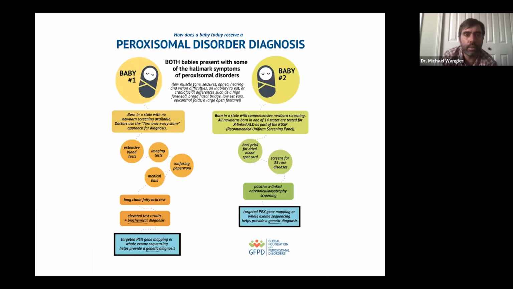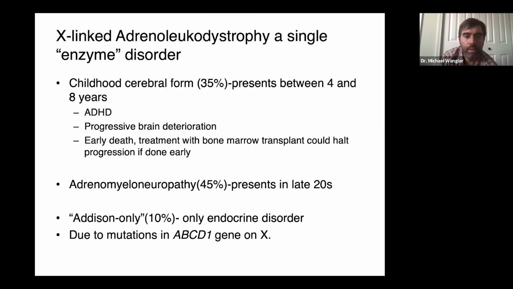One thing I didn't explain here is this ABCD1. I didn't even tell you what that was. That is the gene for X-linked ALD. So just like PEX1 would be a gene for Zellweger spectrum disorder, the ABCD1 gene is the gene for X-linked ALD. So sorry about that.